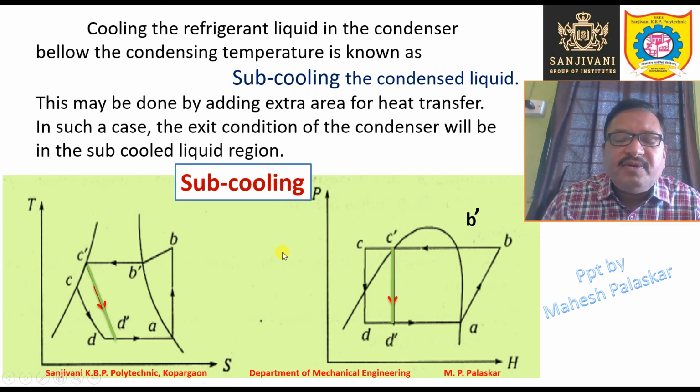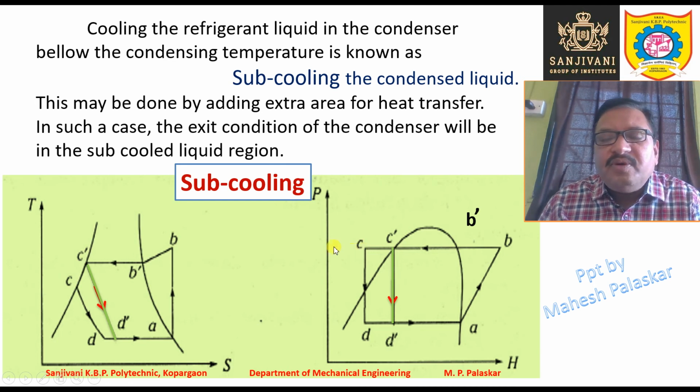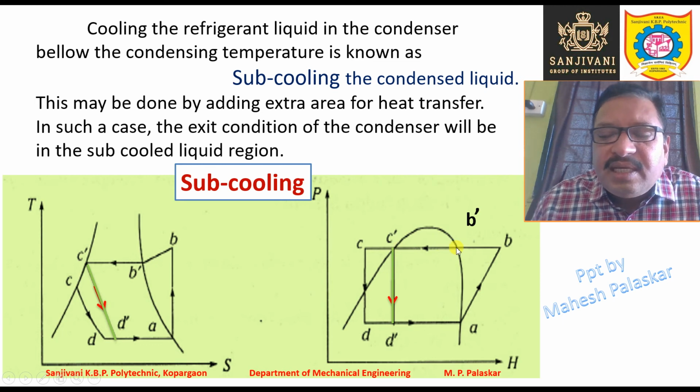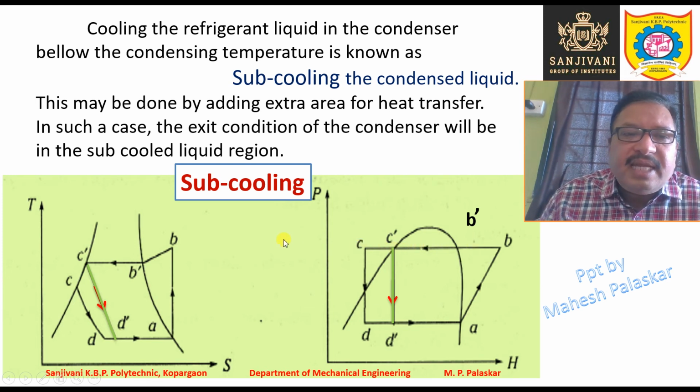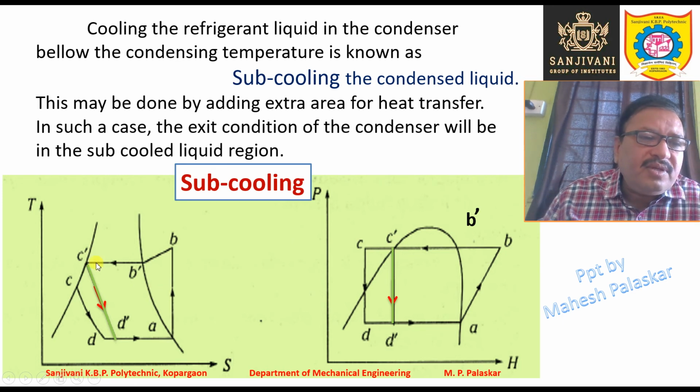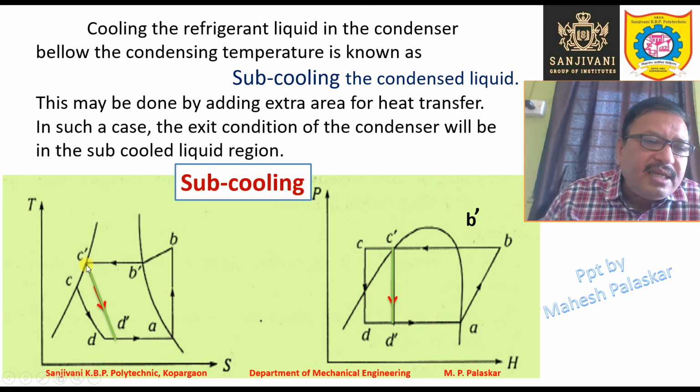So if you go for subcooling, the cycle will change like this. This point C will not lie here on the saturated liquid line, but it is lying in the subcooled liquid region. That means we are cooling the refrigerant liquid beyond the saturation point here in the condenser. That is nothing but subcooling. So here you can see that the cooling is done beyond this point and we are coming here.